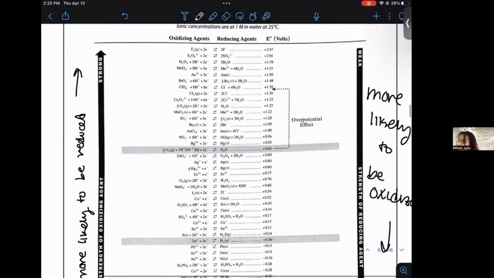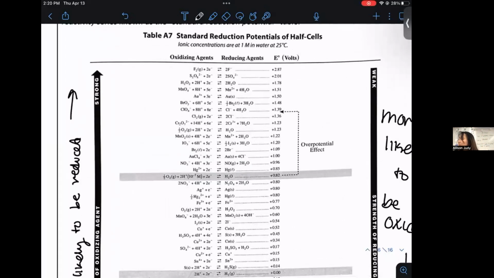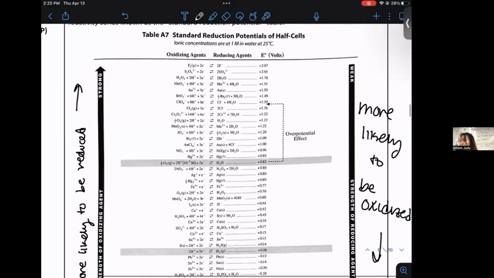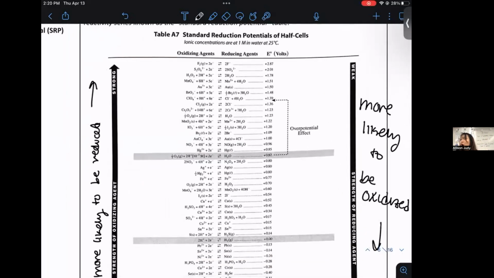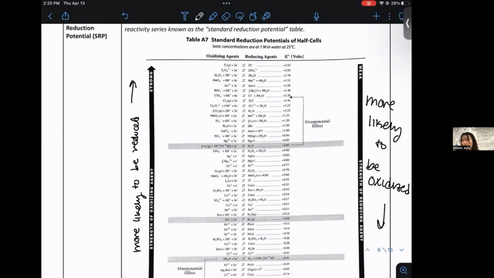So like F2 going to 2F minus is a highly favorable reduction. It's really likely going to serve only as reduction. F is only going to gain electrons. But if I were to flip it and say, what would be the likelihood of 2F minus going to F2? It's barely likely. The oxidation process for that is highly unfavorable. A strong reduction process is a weak oxidation process for the same species pair. It's not quite conjugate, but you could kind of think of it like that, right?